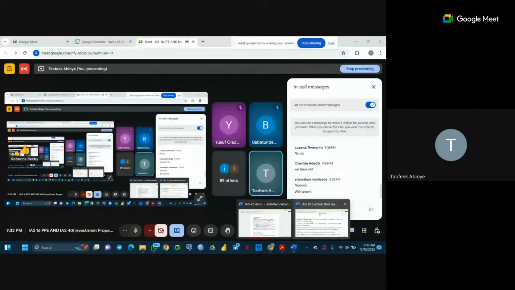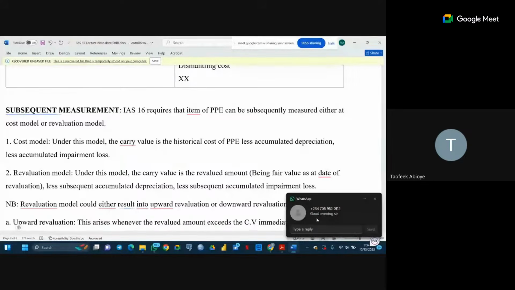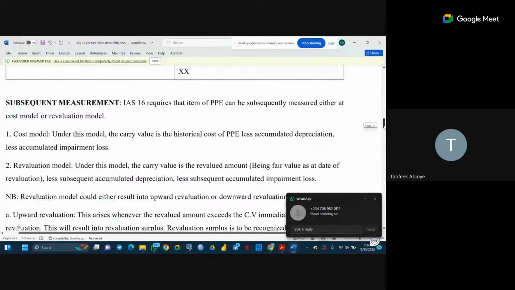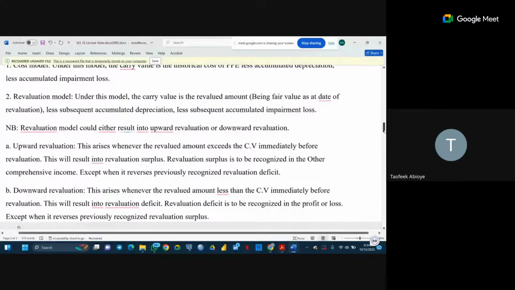All right, thank you. So after the initial measurement, the subsequent measurement can be either the cost or the revaluation model. I've discussed the cost model to be the cost minus accumulated depreciation and accumulated impairment. If we are not using the cost model, then we can use the revaluation model, which will be the fair value as at the date of revaluation, less subsequent accumulated depreciation and less subsequent accumulated impairment loss. So we need to know that if you are using the revaluation model, we can have either a revaluation surplus, which is the same thing as upward revaluation, or a revaluation deficit, which is the same thing as downward revaluation.